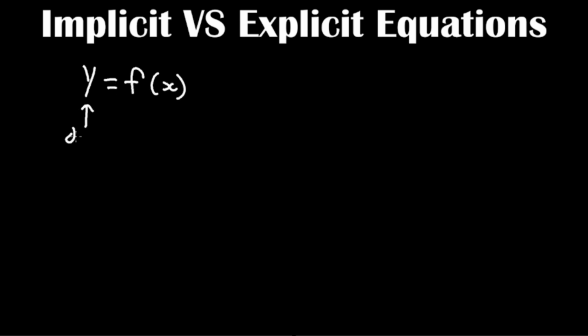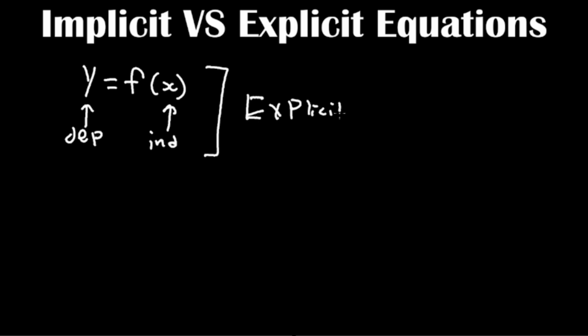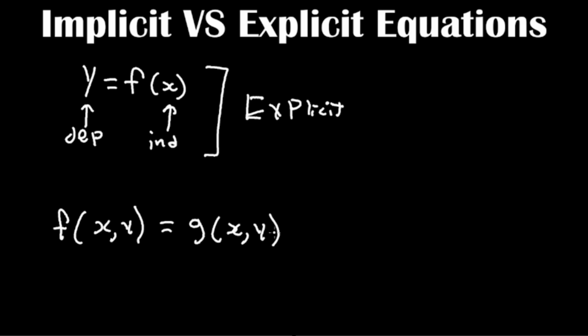Here, y is the dependent variable, and x is the independent. Basically, your y is isolated, and it's some function of x. So this is explicit. Now, something we call implicit is basically where neither of the variables is isolated. So for example, you'll have some function of both x and y on both sides.